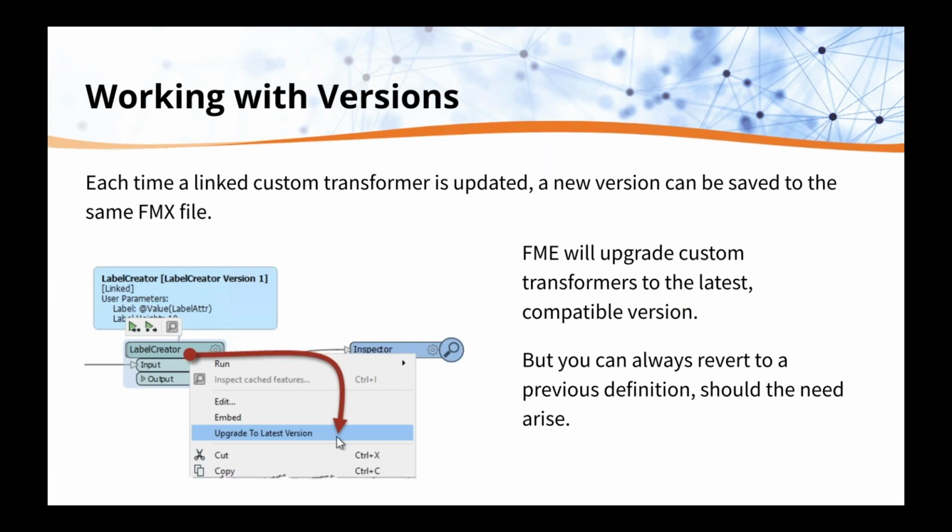You can also manage updates by saving custom transformers to different versions. So all of these versions are going to be saved in that FMX file. So it's possible to roll back to older versions when needed, as long as it's compatible.